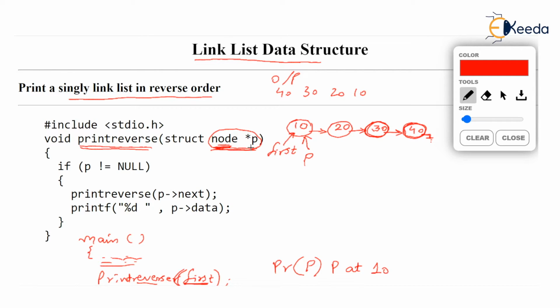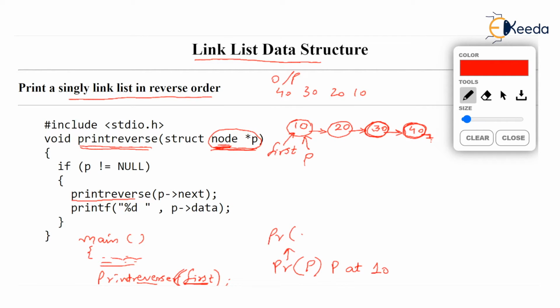Now if you start this function, there is an if statement. If P is not equal to null, and correct, P is not equal to null because P is pointing at 10, P is storing the address of 10. So the two statements written in the if will run. The first statement itself is a recursive call. So print reverse function will call print reverse. So in the recursive stack, you can say print reverse P gets called again.